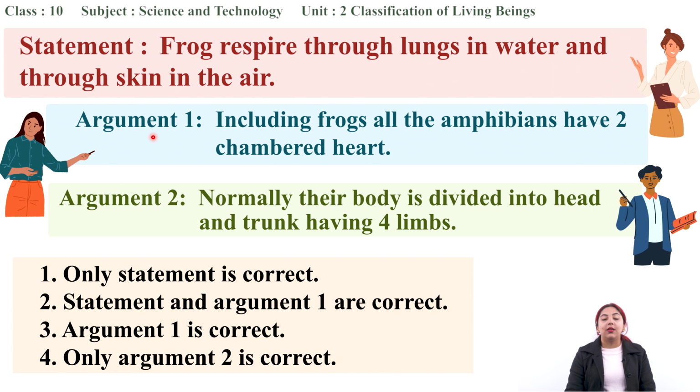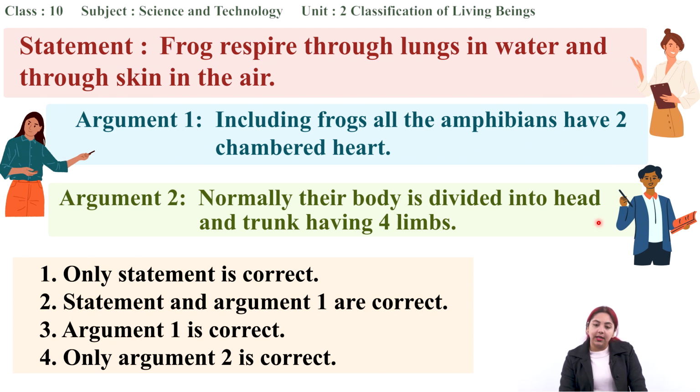Now let us see the first argument. Including frogs, all the amphibians have a 2-chambered heart. Is this argument correct? No, it's incorrect. Why? Because Pisces has a 2-chambered heart, but the amphibians have a 3-chambered heart, 2 auricles and 1 ventricle. So this person is also incorrect.